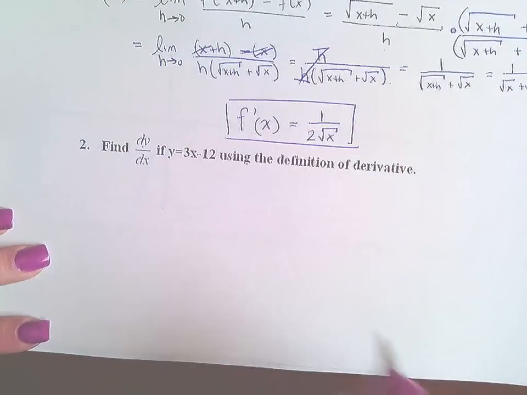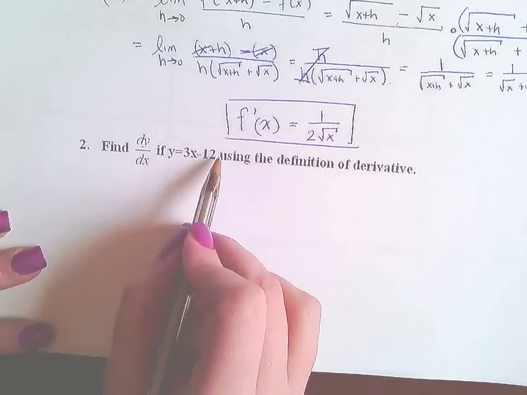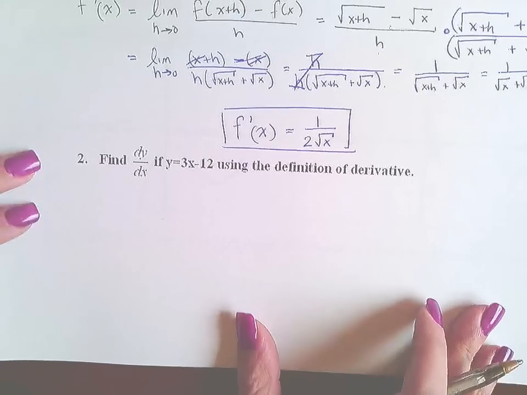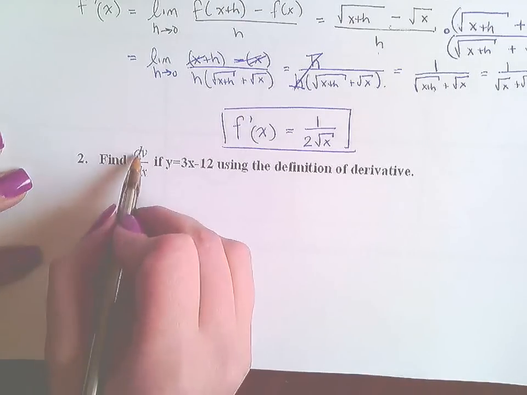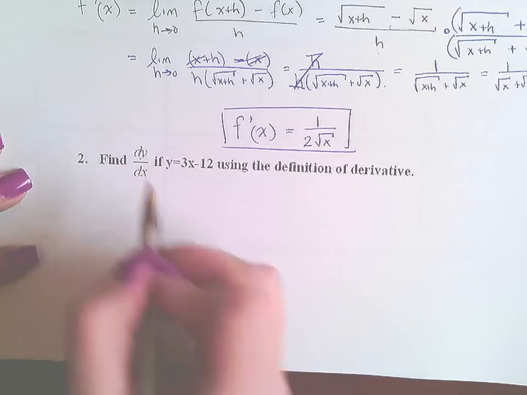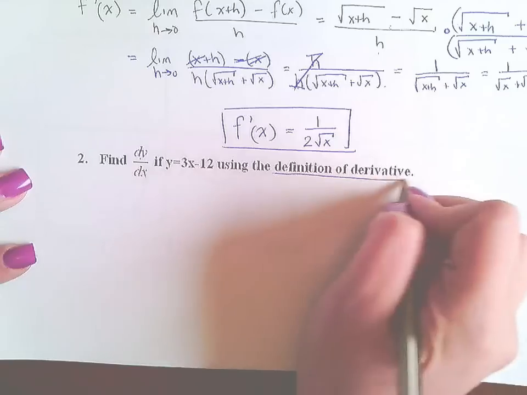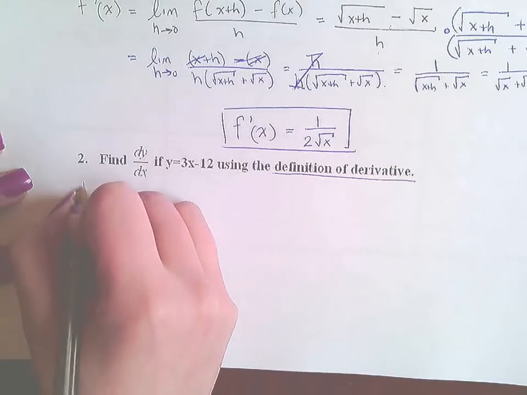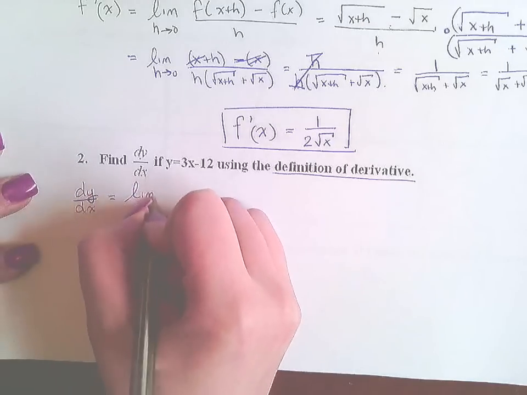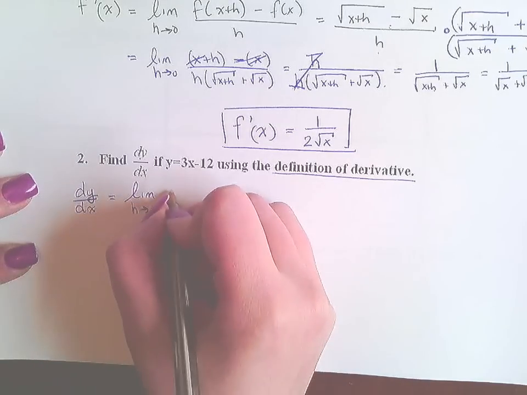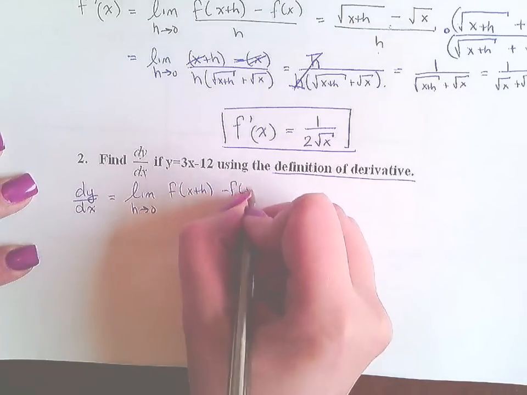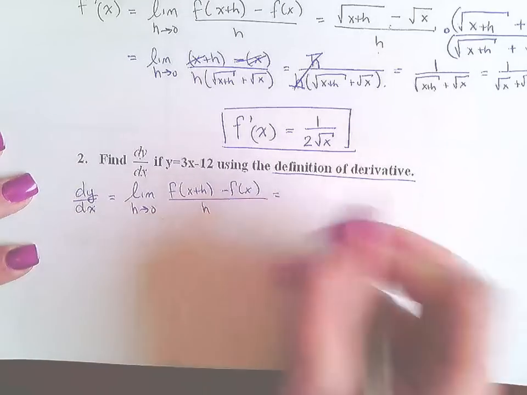All right, so at this point, you can stop the video and try to do this problem on your own and see if you can get it done, and then start it up again and check your answer. But this is asking, find the derivative of y with respect to x. And again, we're using the definition of derivatives here. So dy/dx is the same thing as saying the limit as h approaches 0 of f of x plus h minus f of x over h.